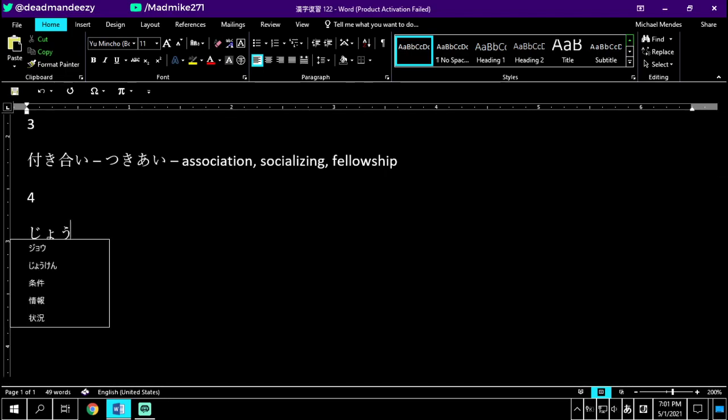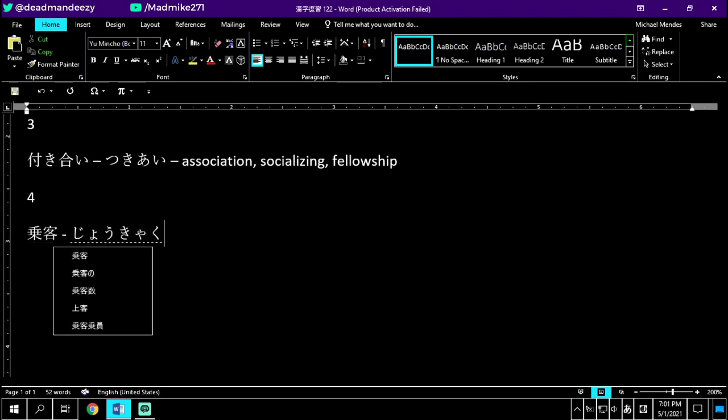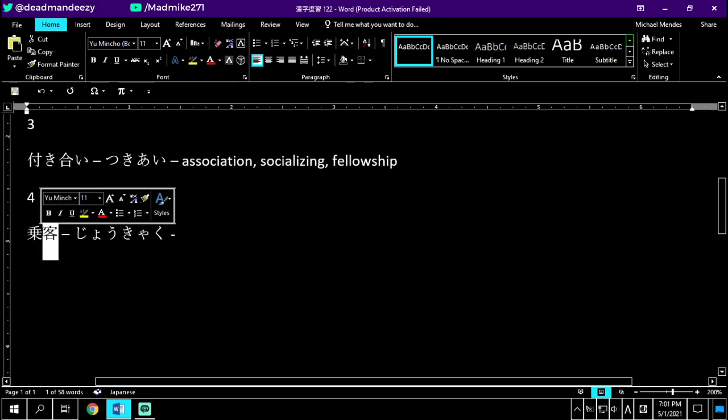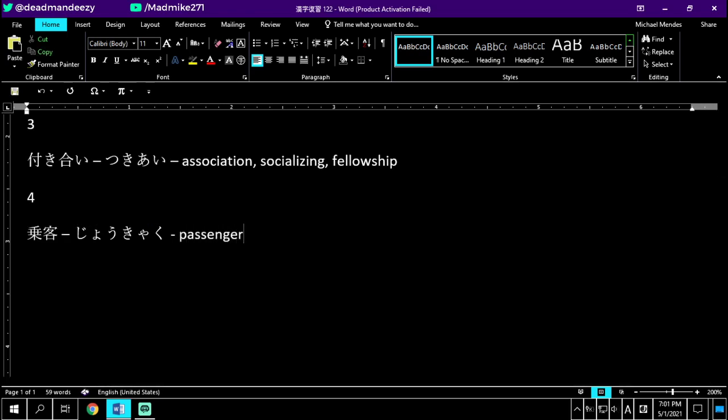Same thing goes for our next one. This is jokyaku. On the left side, we have noru or jo, to ride a bus or a car or something, and kyaku is a guest. So a riding guest is a passenger. Jokyaku.